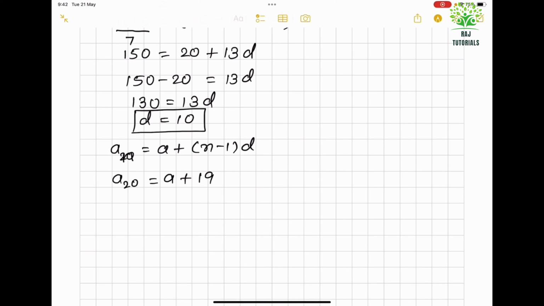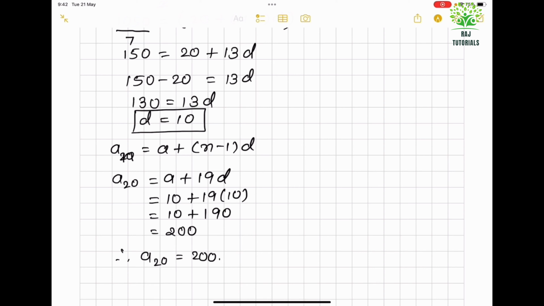A20 will be A plus 19D. So A was 10 plus 19 into 10. So 10 plus 190. So 200. So therefore A20 is 200.